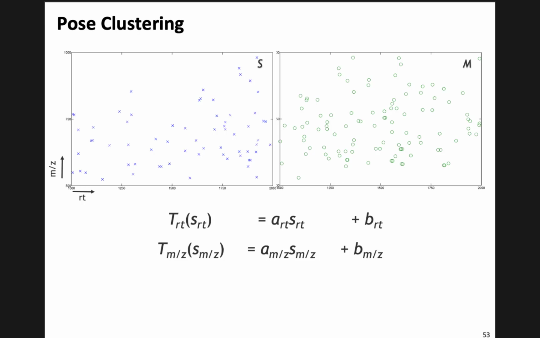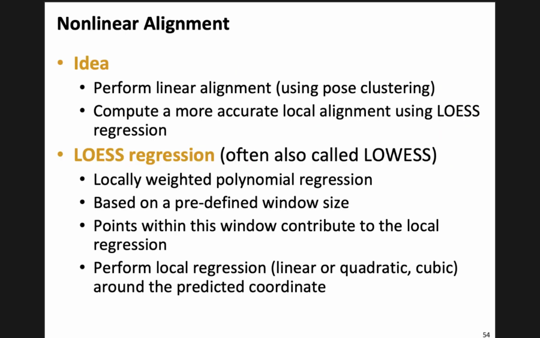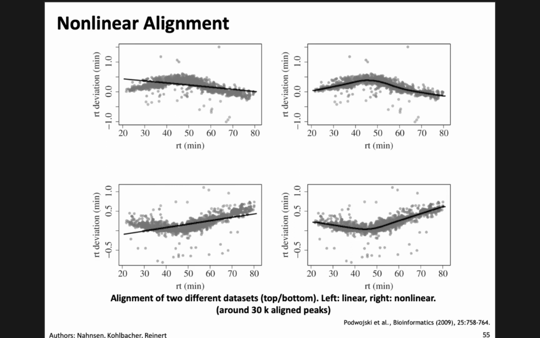It's a very simple clustering algorithm that, with runtimes below a second, gives you a very good approximation of a linear fit for that. You can refine that then, and that would be a nonlinear alignment step. One way to do that is so-called lowest locally weighted polynomial regression. That takes the points that we have based on the linear fit and then tries to find a better approximation.